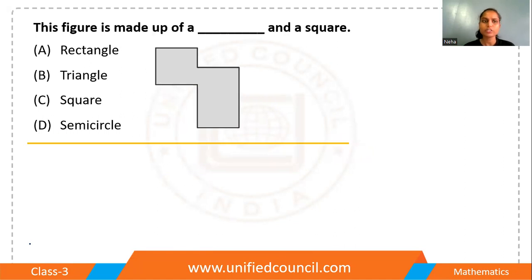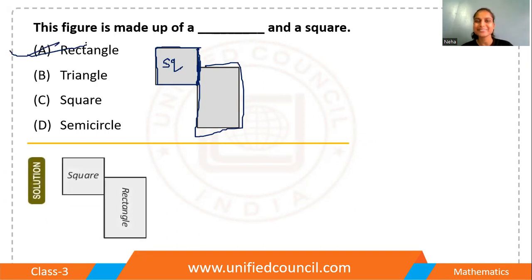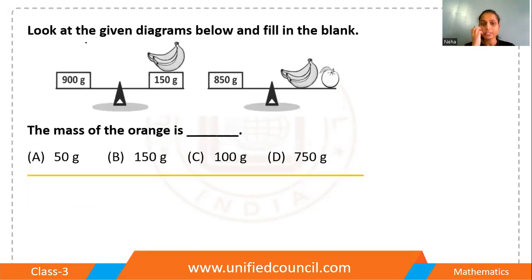So here is the next question. This figure is made up of a square and, as we can see, this is a square. If I divide the figure into two figures, then I can see that this one is the square. Now what about this one? This is a rectangle, as we can see. Option A is the right answer.